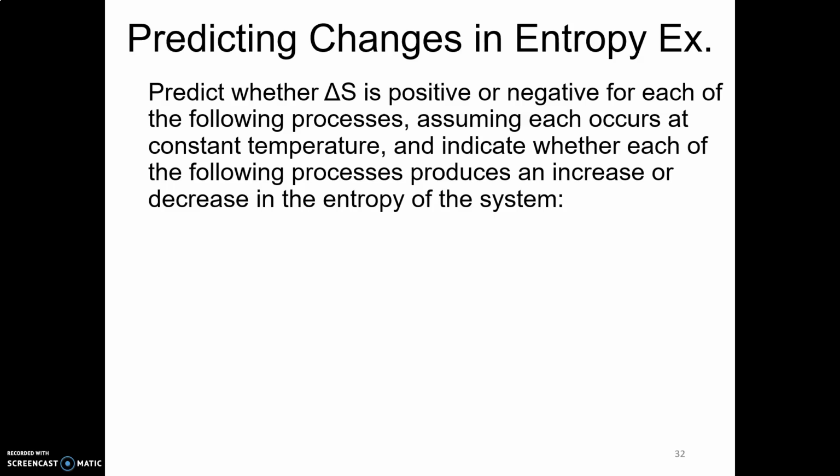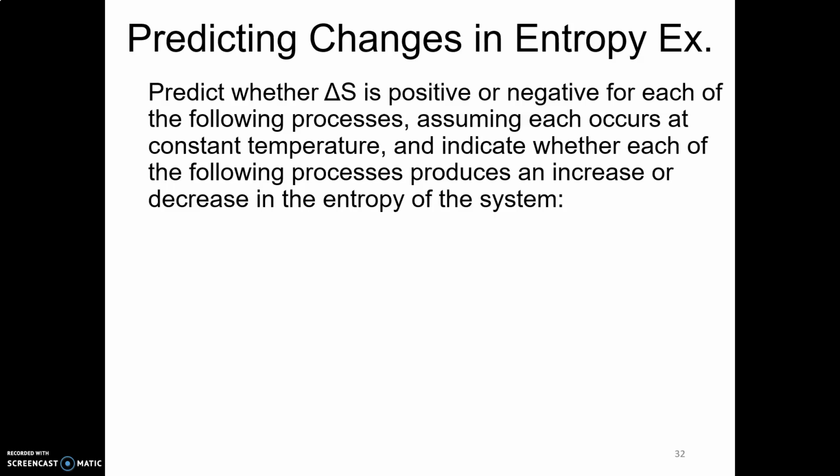All right, so predict whether the change in entropy is positive or negative for each of the following processes, which are going to be reactions, assuming that each is occurring at a constant temp. I want you to indicate whether each of the following processes produces an increase or decrease in the entropy of the system. Well, first of all, let's correspond an increase in entropy to if delta S is going to be positive or negative. If entropy is going up, delta S should be positive. If entropy is going down, delta S would be negative.